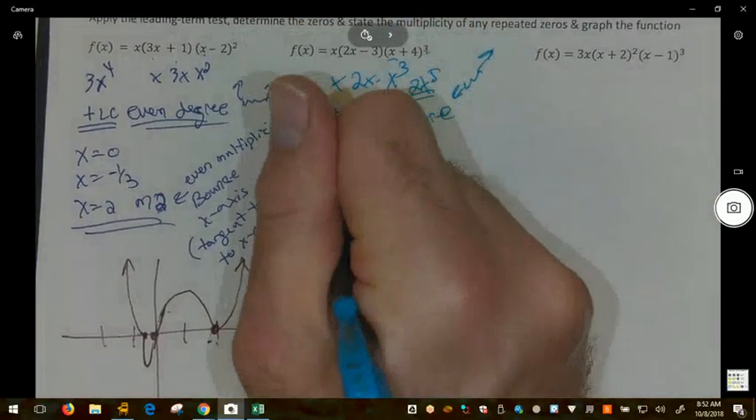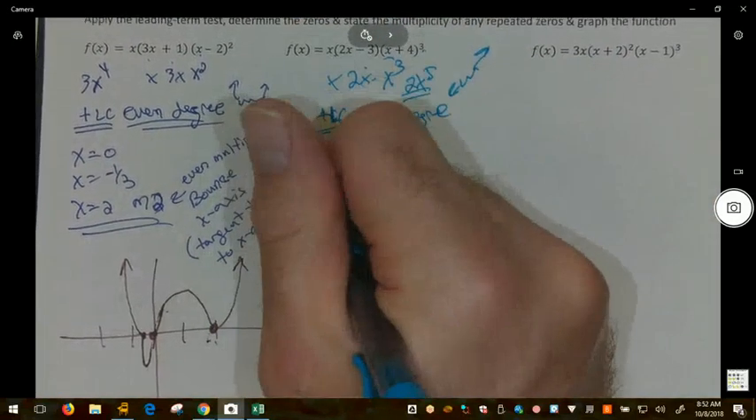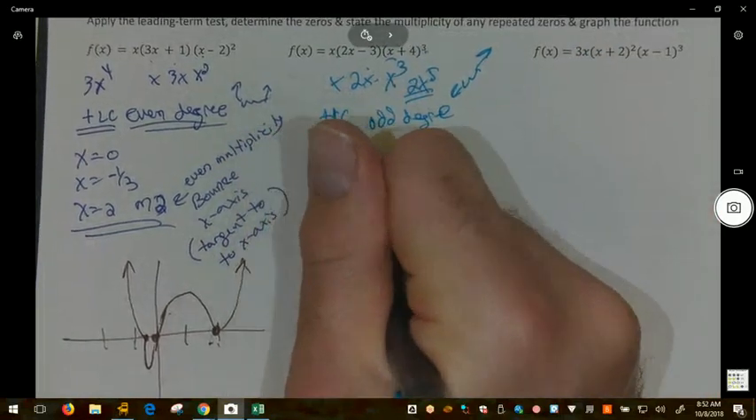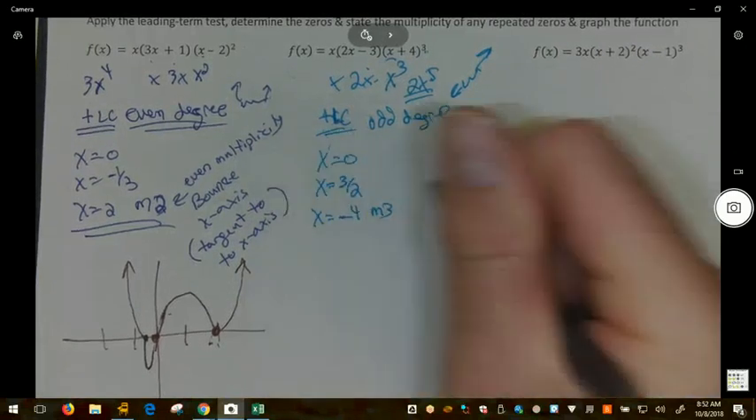Our zeros: this one gives us x equals 0. Here I add 3 and divide by 2. X equals 3 halves, or 1.5. Here x equals negative 4, multiplicity of 3.